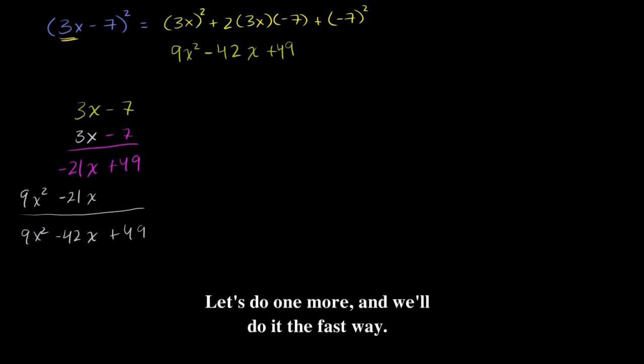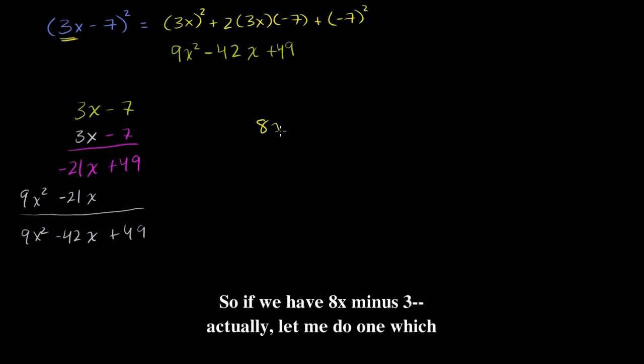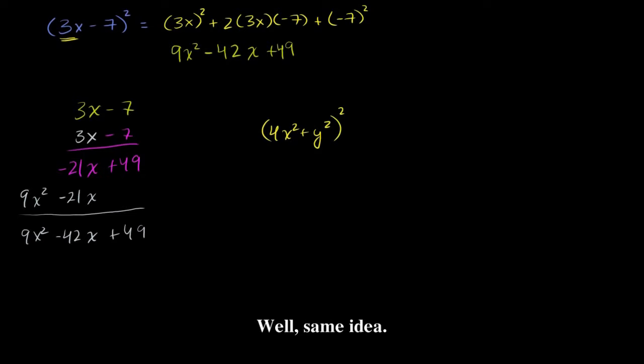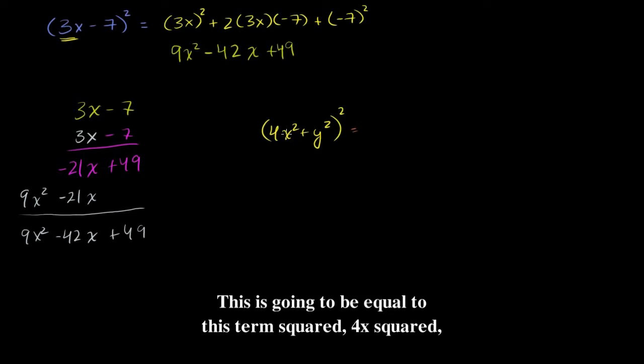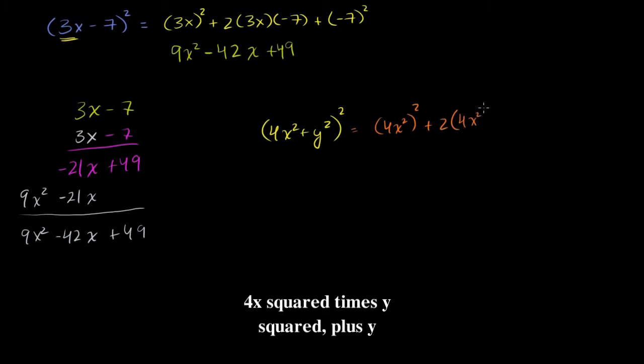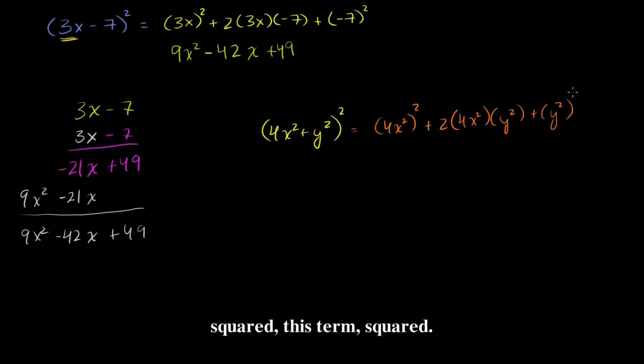Let's do one more, and we'll do it the fast way. So if we have 8x minus 3. Actually, let me do one that has more variables in it. Let's say we had 4x squared plus y squared, and we wanted to square that. Well, same idea. This is going to be equal to this term squared, 4x squared squared, plus 2 times the product of both terms, 2 times 4x squared times y squared, plus y squared, this term squared.